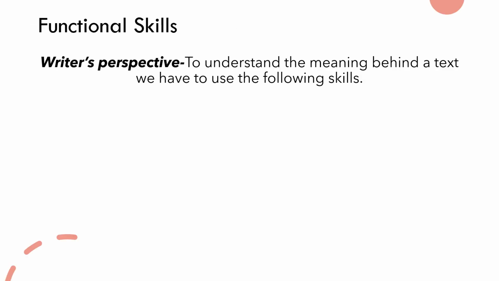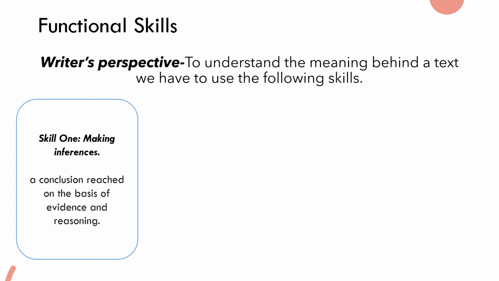First thing we're going to look at is what we call writer's perspective. Now this is important when you're looking at any text within English. It's specifically very important when you're thinking about level 2 functional skills and also for GCSE as well. So when we think about the writer's perspective, we try and think about understanding the meaning behind the text, and we have to use the following skills to do that.